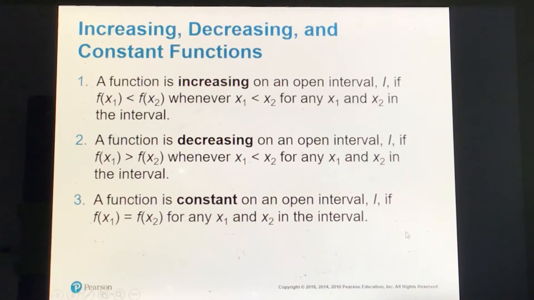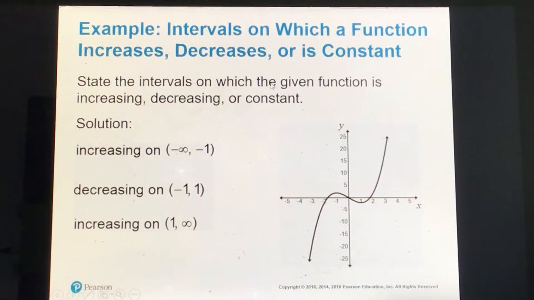State the intervals on which the given function is increasing, decreasing, or constant. They say it's increasing from negative infinity, which is out here, to negative one, right where I'm pointing. See, that stops right there, right? So it's going uphill. That's like on a roller coaster. Then you're right at the top of the hill, you almost pause for a second, and then you go downhill. That's decreasing from negative one to one, and then you're going back to increasing again.